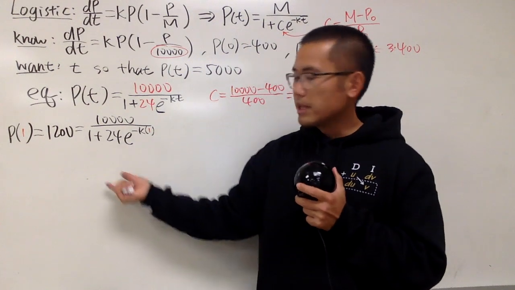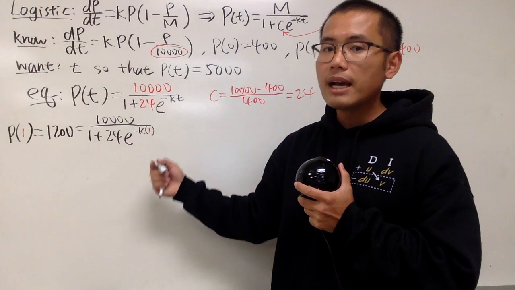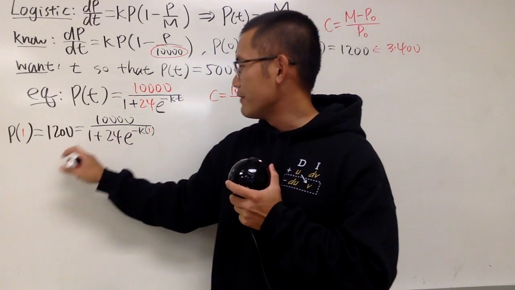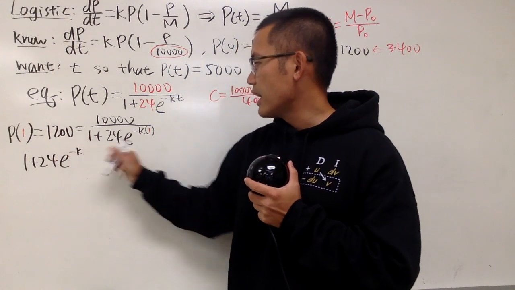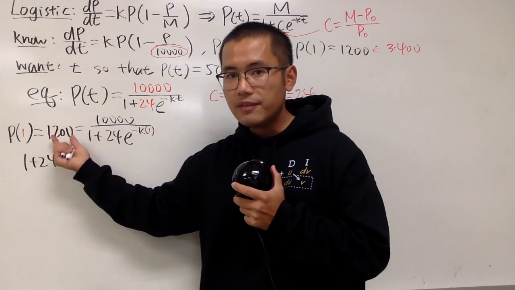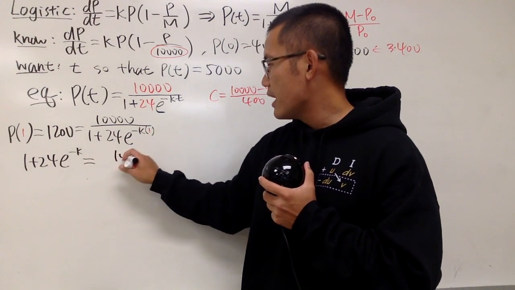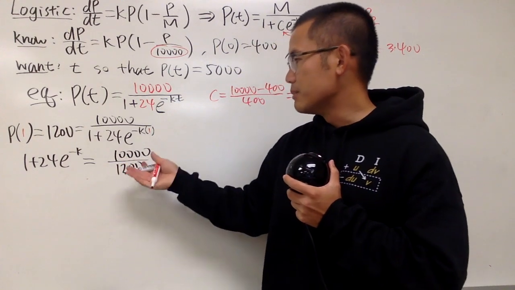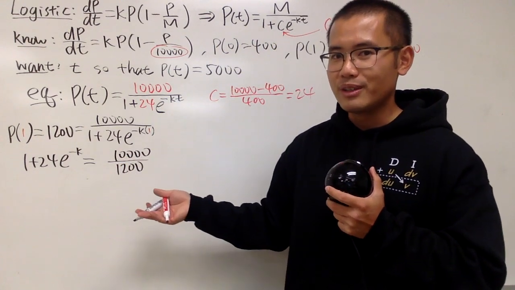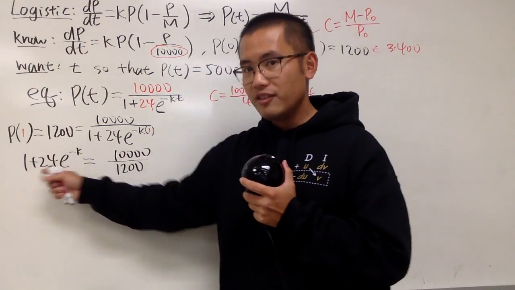Now, we are going to multiply this on both sides, and perhaps we can divide the 1200 on both sides. So it looks like this. We will have this 1 plus 24 e to the negative k on the other side. Divide the 1200 on both sides. So that will be equal to 10,000 divided by the 1200. I'm not going to simplify any of this. I'll just use the calculator later, okay? Anyway, minus 1 and then divided by 24.